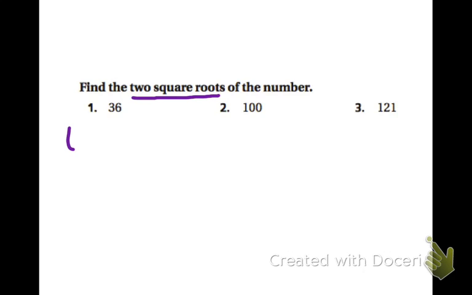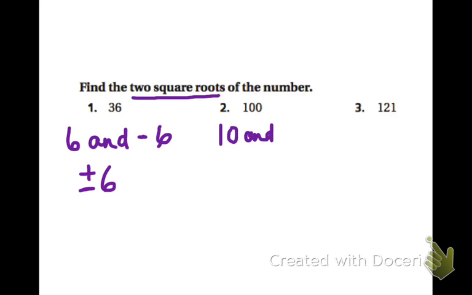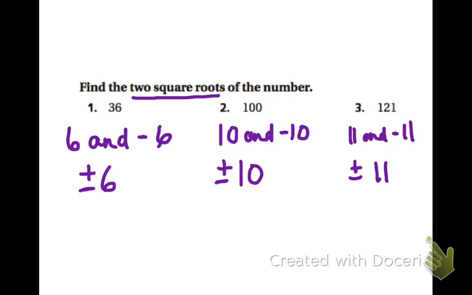So the roots are 6 and -6, and I would allow you to write them as plus or minus 6. Either one is acceptable. For 100, you have 10 times 10, so you have 10 and -10, because -10 times -10 is also a positive 100, so plus or minus 10. And for 121, it would be 11. So 11 and negative 11 are the two roots, plus or minus 11.